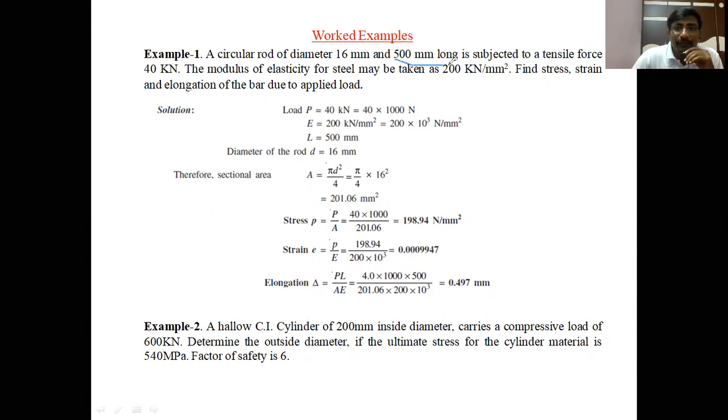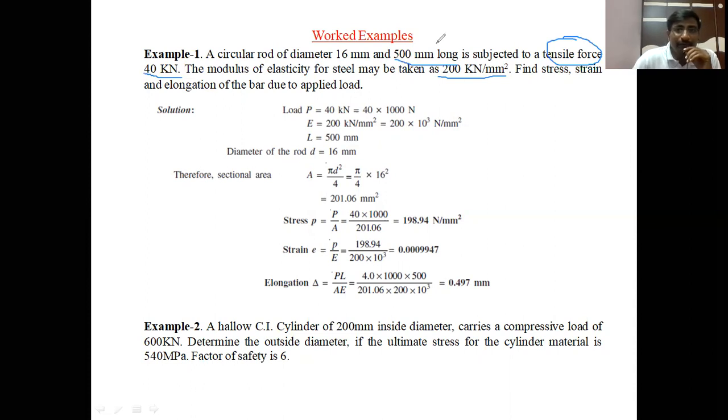So a 500 mm long, 16 mm diameter circular rod is subjected to a tensile force. Tensile force means the force which tends to increase the length of that member. The tensile force magnitude is 40 kilonewtons. The modulus of elasticity for steel may be taken as 200 kilonewtons per millimeter square.